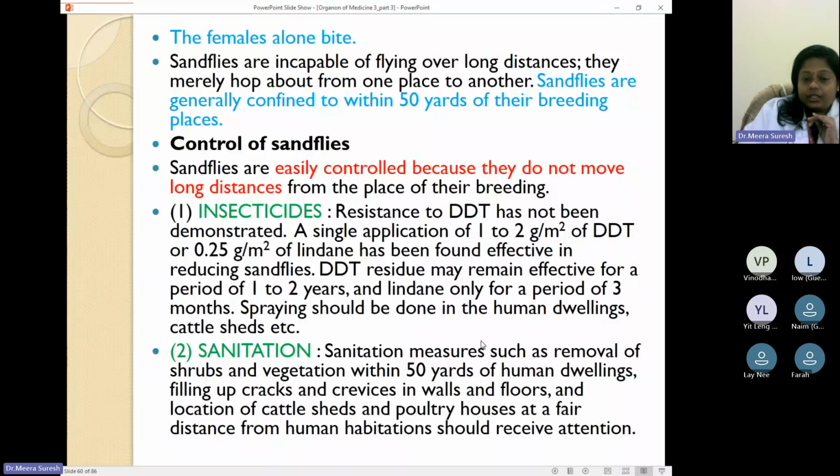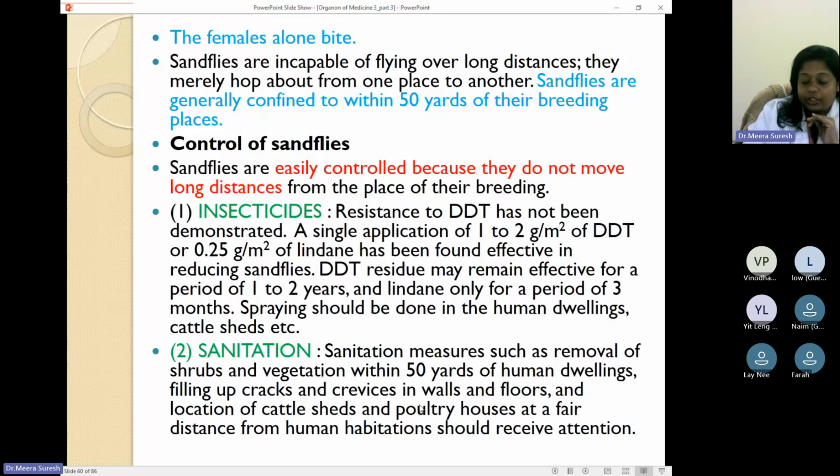Then sanitation measures such as removal of shrubs and vegetation within 50 yards of human dwellings, filling up cracks and crevices in walls and floors, and location of cattle sheds and poultry houses at a fair distance from human habitation should receive attention. So this is the general sanitation measure, completely based on their breeding area, because we have seen they are not traveling for a longer distance.